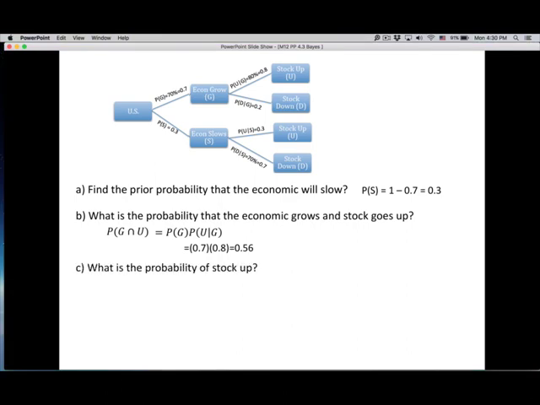Okay, C. What is the probability that the stock goes up? We're looking for P of U here. But think about it, we have two situations in which the stock goes up: either the economy grows and then the stock goes up, or the economy slows and then the stock goes up. The first one, economy grows and stock goes up, or means addition, right? Addition rule. So plus P of S, economy slows and the stock goes up.